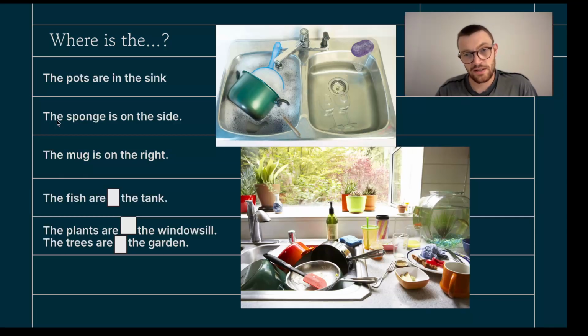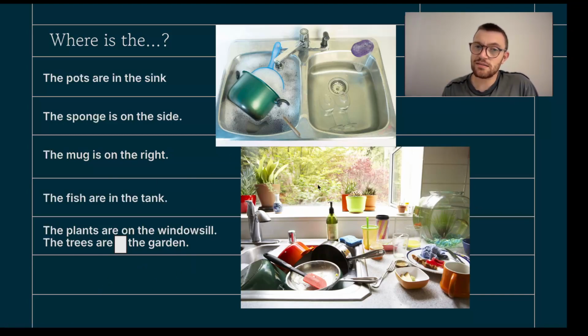We've got some fish in this picture. Where are the fish? The fish are in the tank. We have plants, right? We've got plants inside the house and we've got plants outside the house. The plants inside the house are on the windowsill. This is our windowsill. The sill is the bit at the bottom where it joins to the window, the little flat bit. So this is the windowsill, and we got some plants in pots on the windowsill.